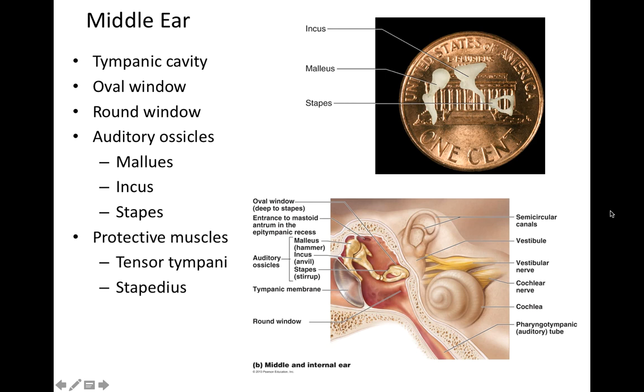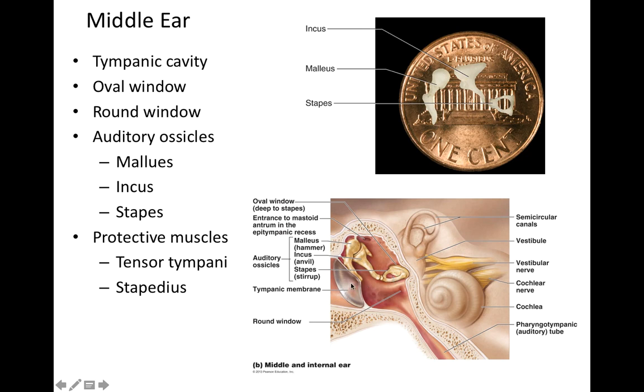We also have two protective muscles that we see in the middle ear. They are not shown here, but we can talk about their function. One is called the tensor tympani, and it is attached to the malleus. And when it contracts, it's going to pull the malleus inward, so toward the internal structure. The other is called the stapedius. It's attached to the stapes, and when it contracts, it's going to pull the stapes outward.